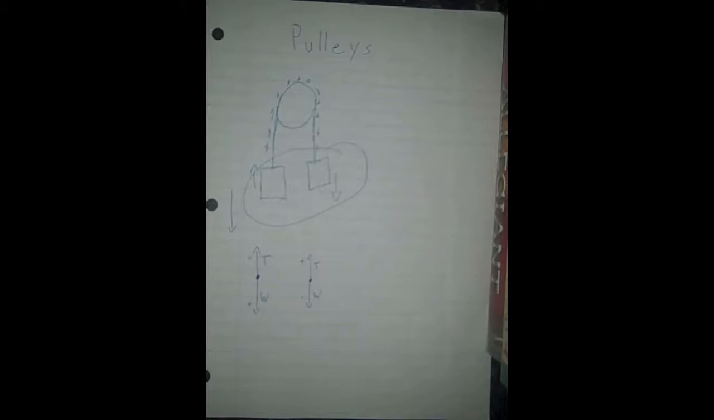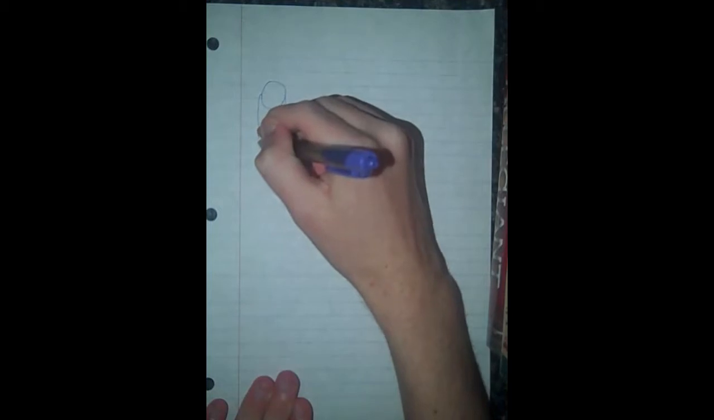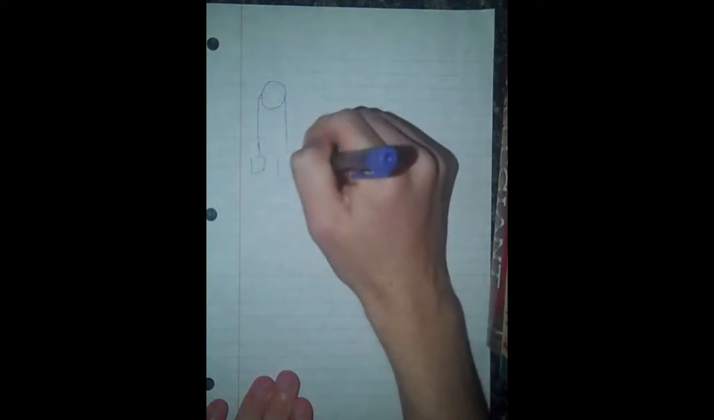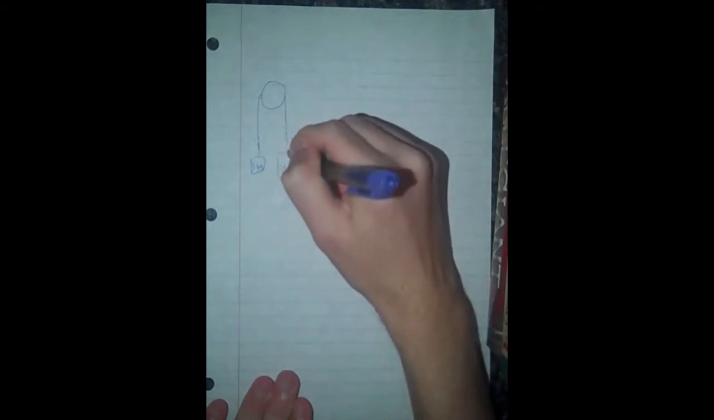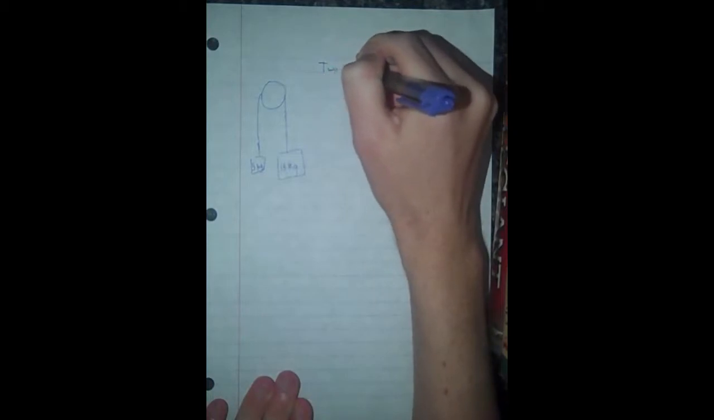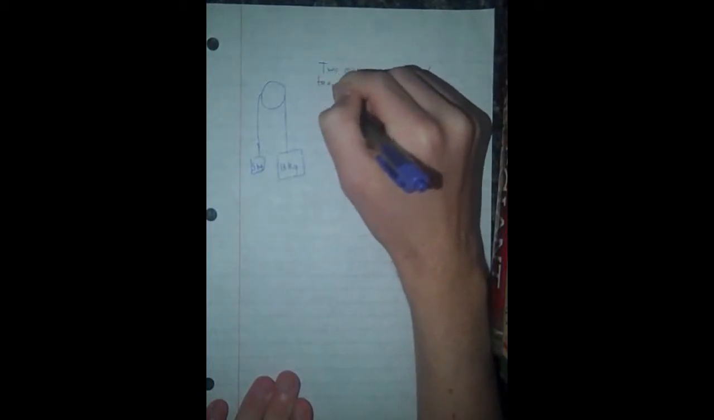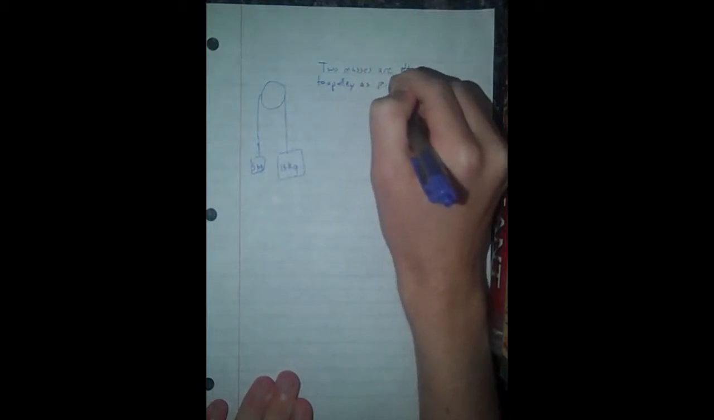If we do it this way, all of our boxes are going to have positive acceleration. So for the first example, we'll have a pulley system that's not in equilibrium, with a pulley with two boxes, and those are going to be 5 and 13 kilograms. So two masses are attached to a pulley as pictured.